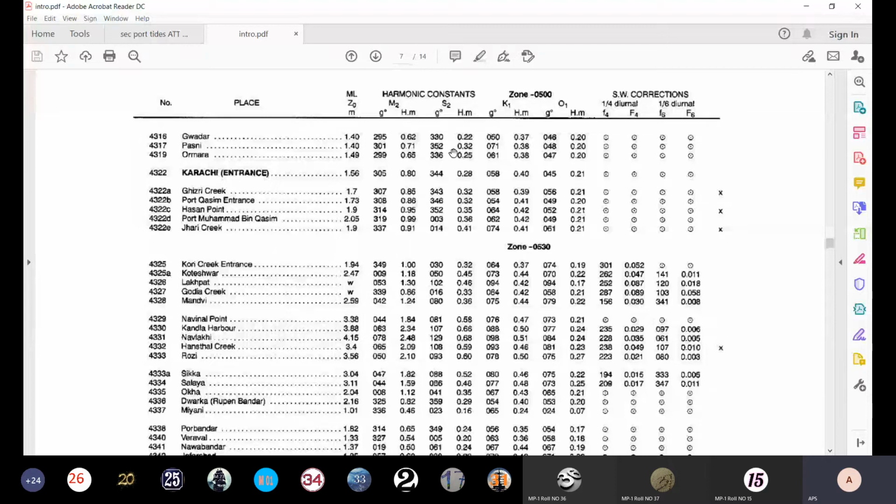Why is this happening? Because of change in declination. I will show you. I'll draw a diagram and show you. Because of change of declination, sometimes you get two high waters and two low waters. Sometimes you get one high water and one low water. So declination keeps changing. So accordingly, they have to take both into account, diurnal and semi-diurnal.